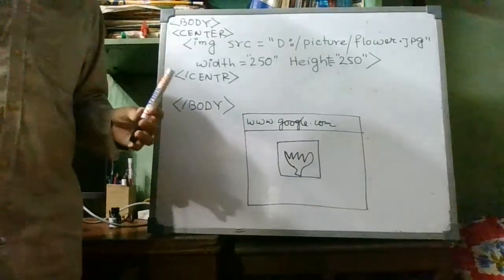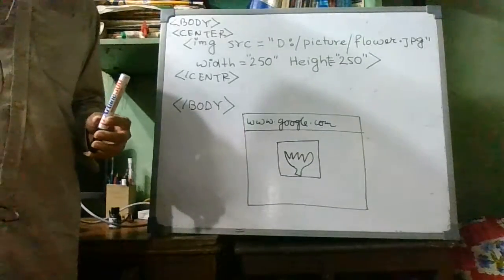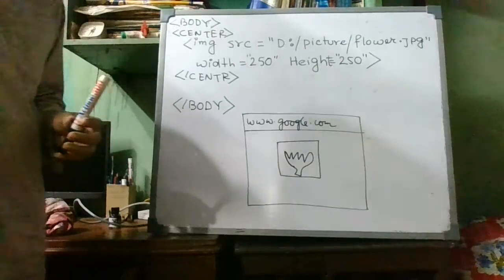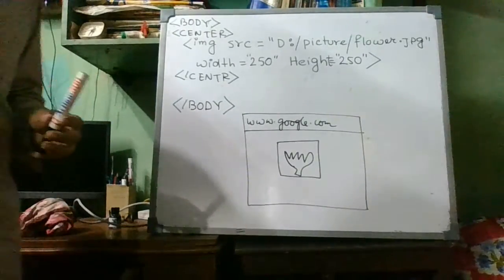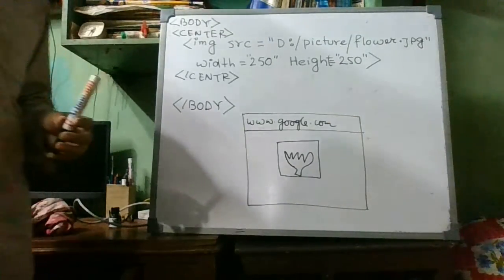So this much for today. In the next class I will be describing about lists. There are two types of list we can use in an HTML document. One is ordered list, one is unordered list.